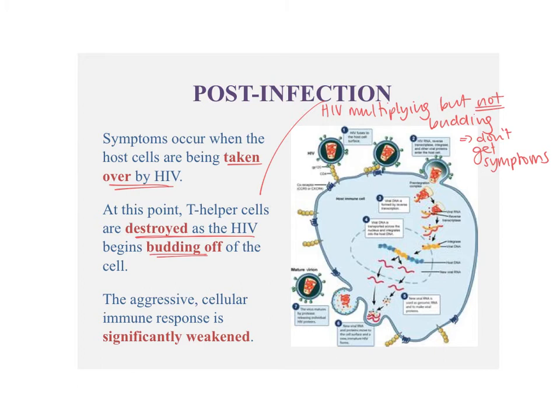And this is because you've got a significantly weakened immune response. Okay? And saying that it's significantly weakened is key. We've got a reduced number of T helper cells. Don't forget the T helper. We have to be specific.